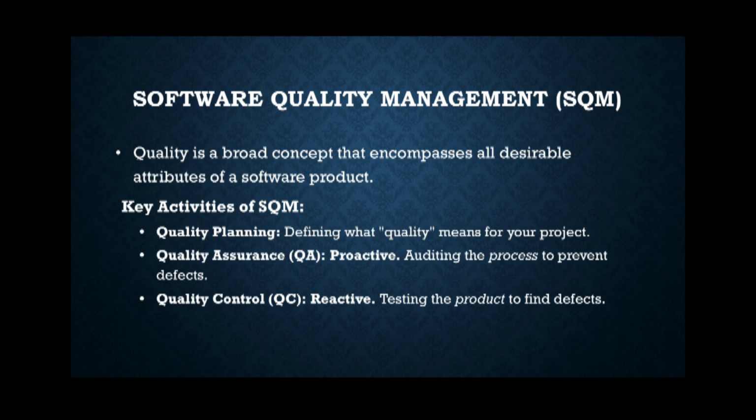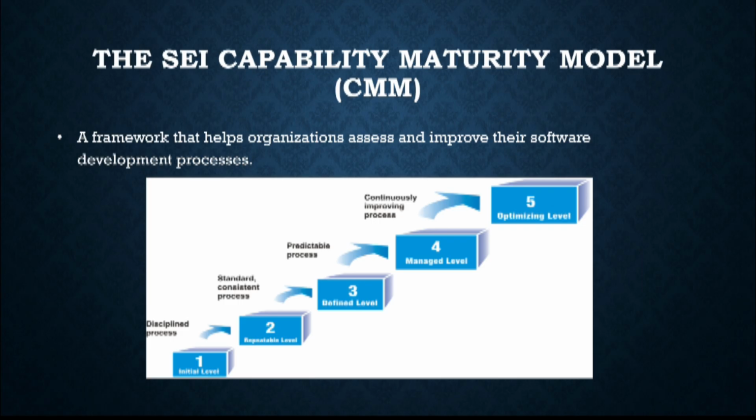We'll move on to the next slide. In this slide, we are going to see a framework for improvement, the SEI CMM. How does an organization go from having a chaotic software development to a process that consistently produces high quality products? The answer lies in the SEI Capability Maturity Model, CMM. The CMM is a roadmap for improving a company's software development process. It's a framework that helps organizations assess where they currently stand and provides a clear path to get better.